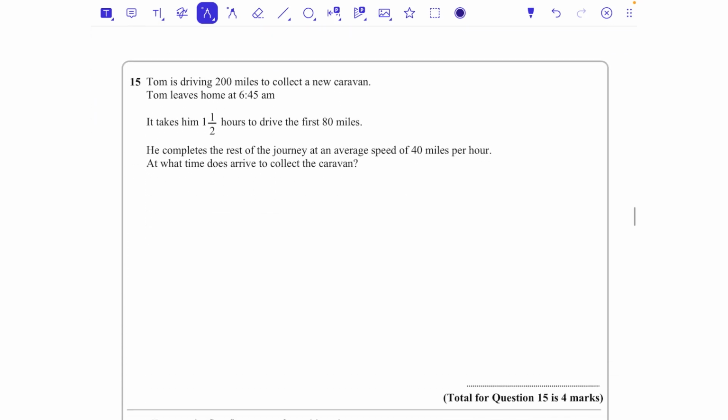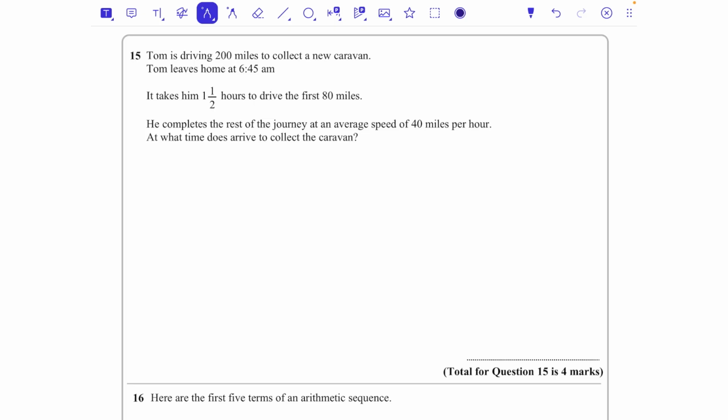Okay, question number 15. Tom is driving 200 miles to collect a new caravan. Tom leaves home at 6:45 a.m. It takes him an hour and a half to drive the first 80 miles. He completes the rest of the journey at an average speed of 40 miles an hour. At what time does he arrive to collect the caravan?